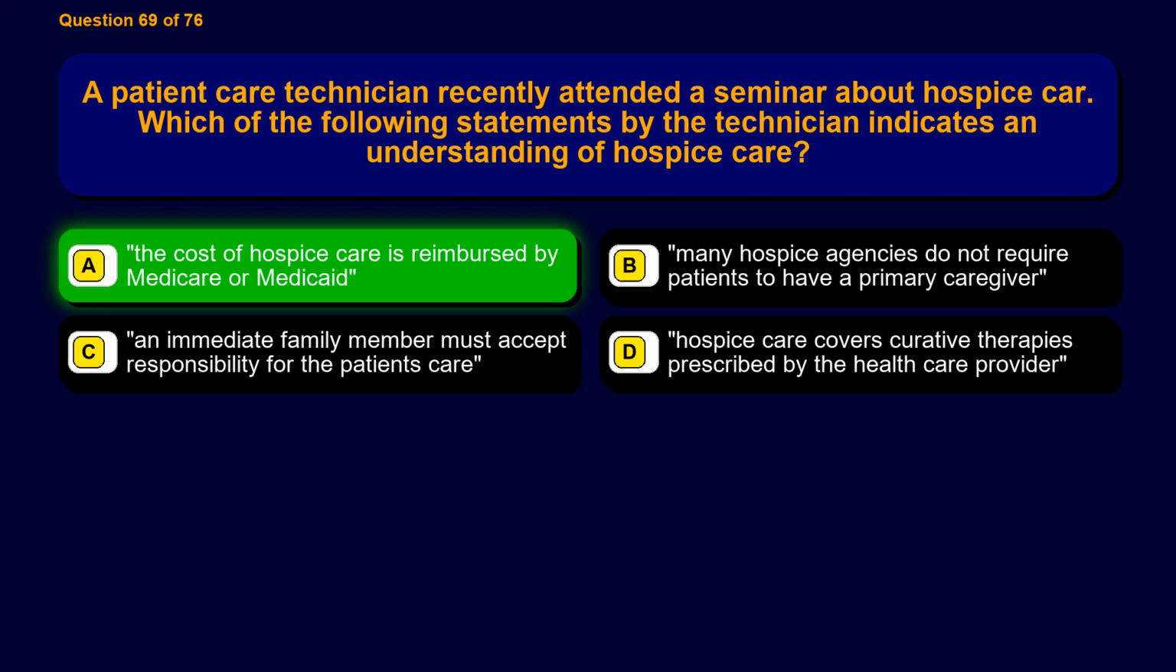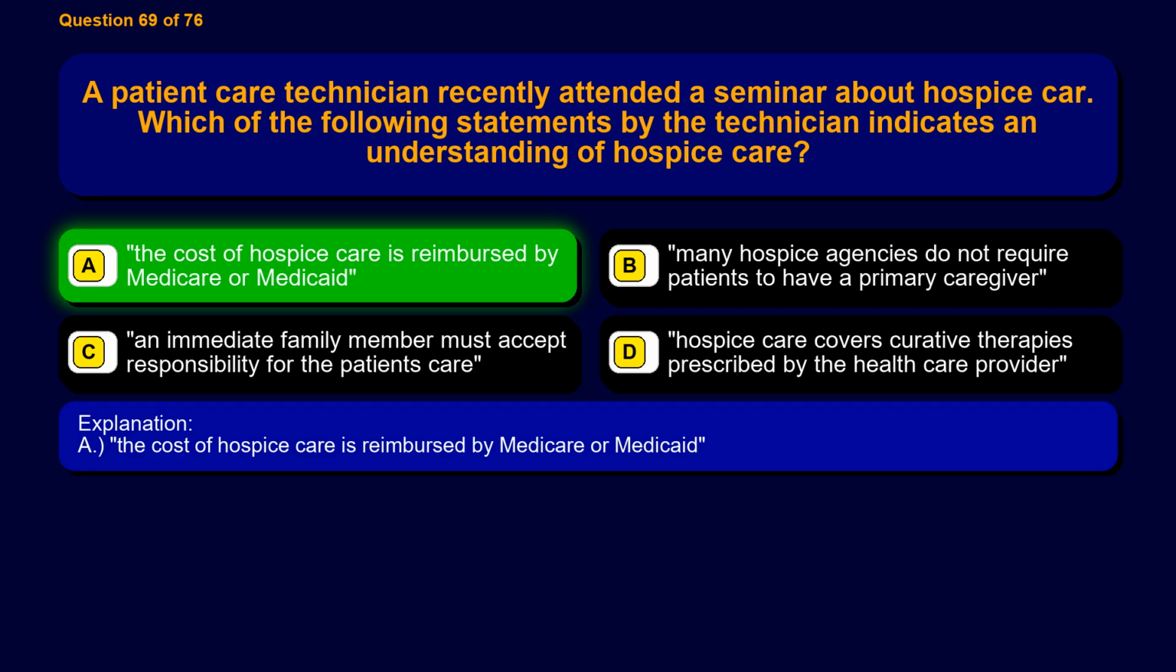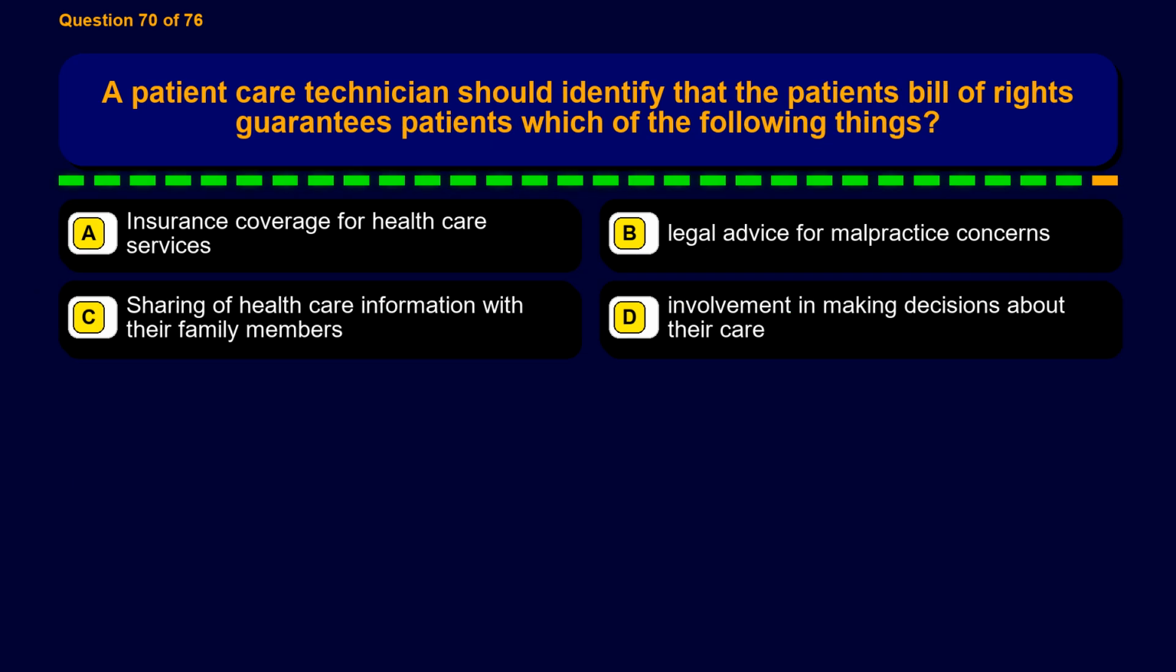The correct answer is option A. The cost of hospice care is reimbursed by Medicare or Medicaid. Question 70. A patient care technician should identify that the patient's Bill of Rights guarantees patients which of the following things? Option A. Insurance coverage for healthcare services.